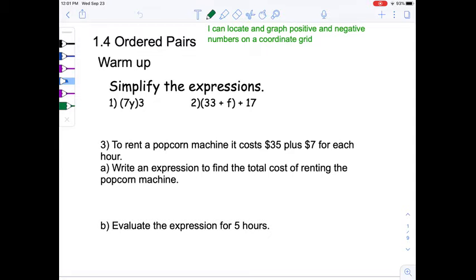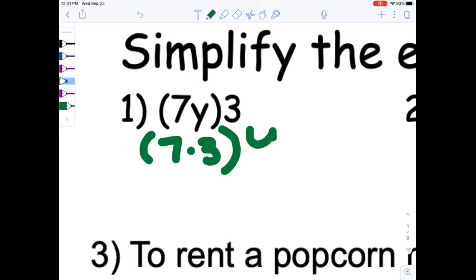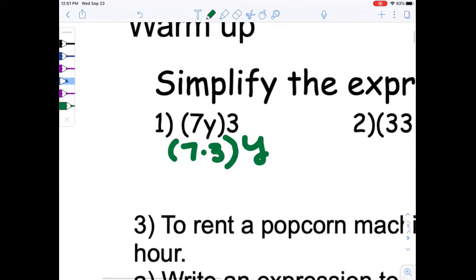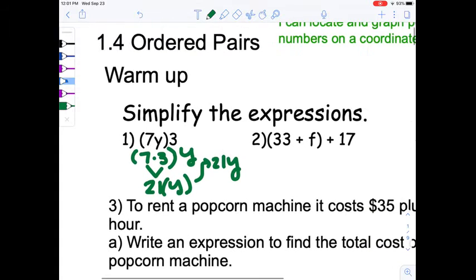So looking at number 1, we have 7y times 3. Well, using that associative property of multiplication, we can change around where the parentheses are. So instead of doing 7y times 3, I can change this to 7 times 3 times y. Now that I have that 7 times 3 in parentheses, I can multiply those together. 7 times 3 is 21, and then times y. The only way to write this simpler is to just write it as 21y, because when we have both a number and a variable, we don't have to put anything in between them. When we're multiplying, I should say.